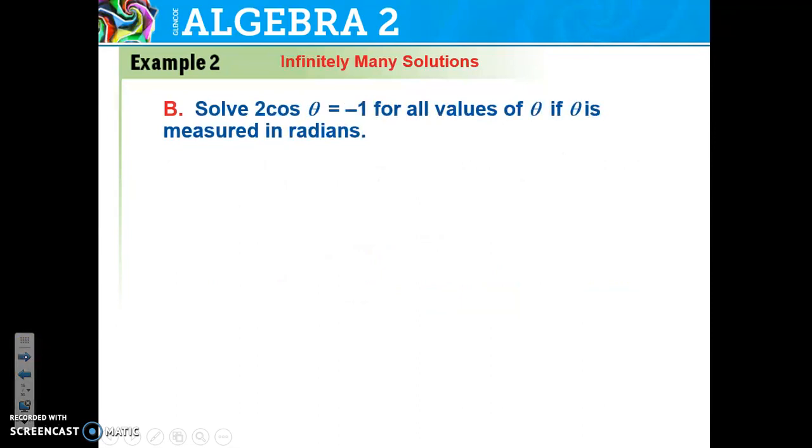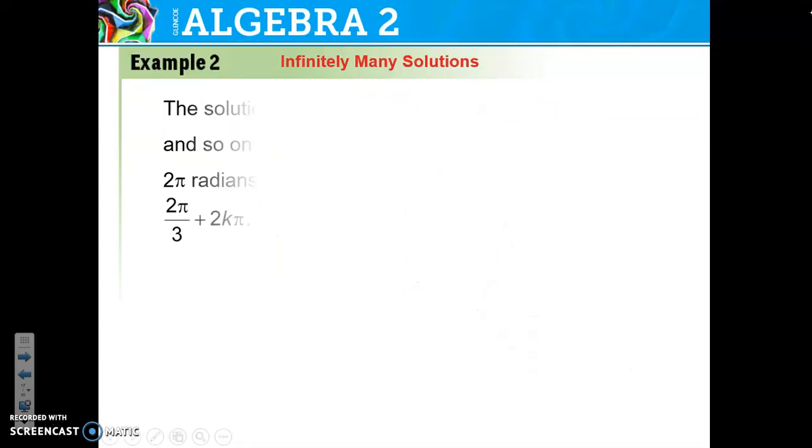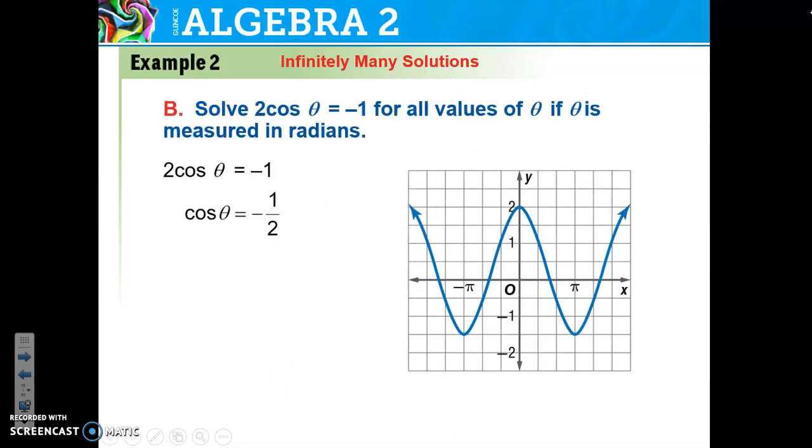All right, let's take a look at this one, where I'm measuring in radians. 2 cosine of theta equals negative 1. I'm looking for where the cosine of theta is negative 1/2. There's two ways to solve this one. We can look at the graph, or we can also think about the unit circle. Where is the cosine of theta equal to negative 1/2? Well, we know that the cosine is negative in the second quadrant and in the third quadrant, right? So where does the cosine equal 1/2 or negative 1/2 in those quadrants?